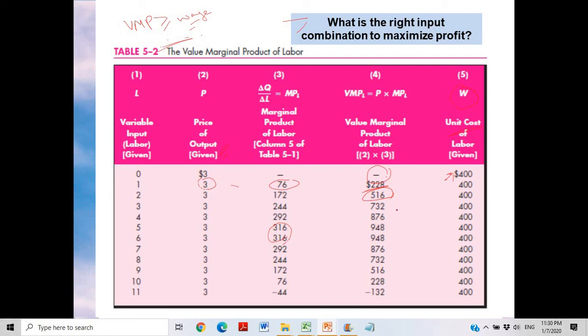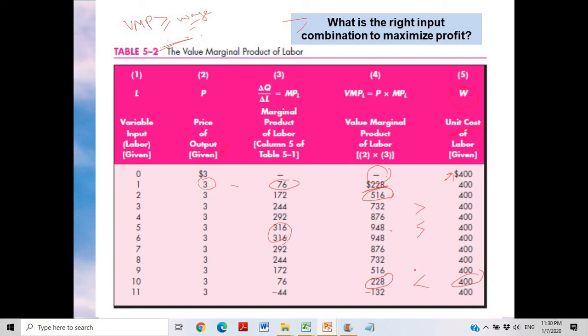So here, when we compare column 4 and column 5, this is larger, this is still larger, this is still larger, and so on until a point where, you see here, the VMP is smaller than the wage that we have to pay.